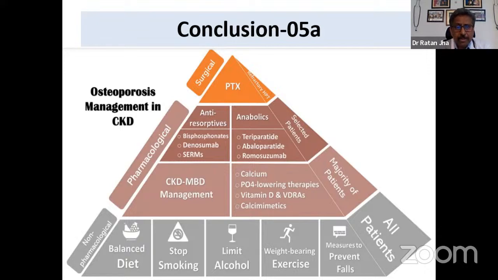In selected patients, we may use an anabolic approach with teriparatide, abaloparatide, or romosozumab in patients who have low turnover bone disease, and bisphosphonates, denosumab, and SERMs can be utilized for high turnover bone disease. Parathyroidectomy may be required in patients who have refractory hyperparathyroidism or tertiary hyperparathyroidism.